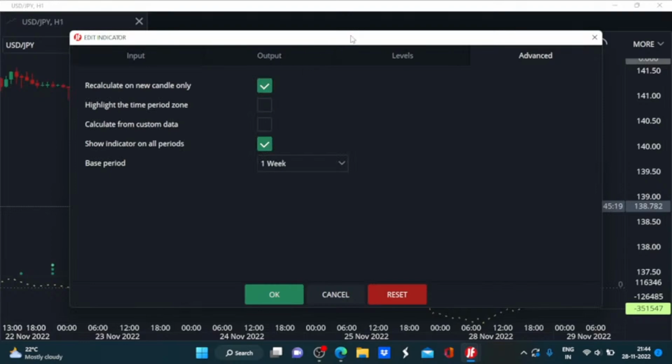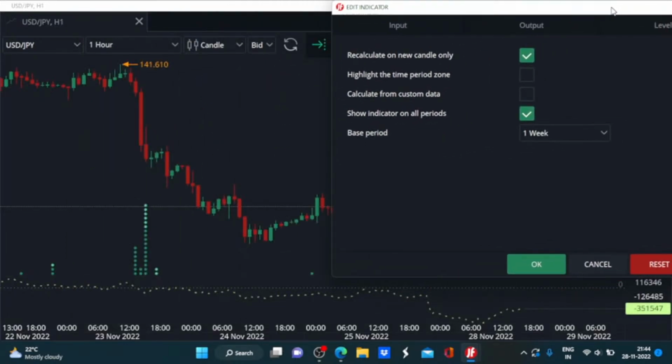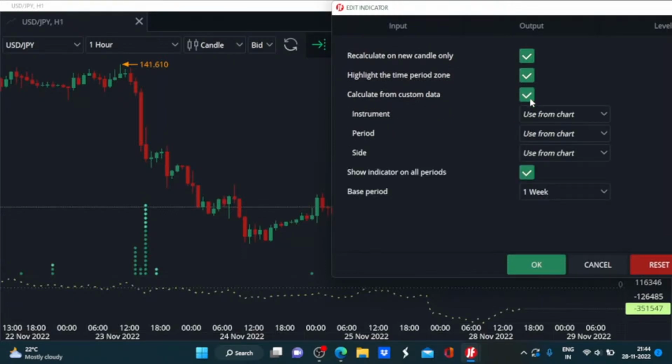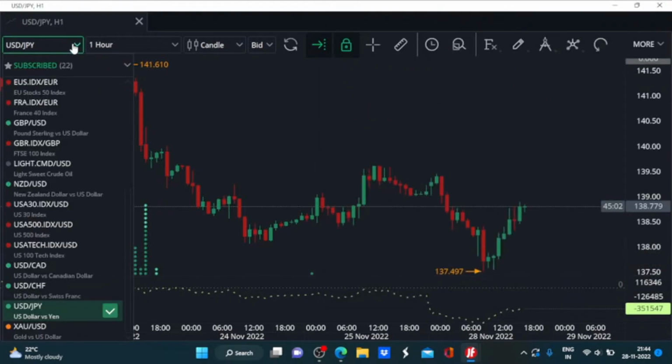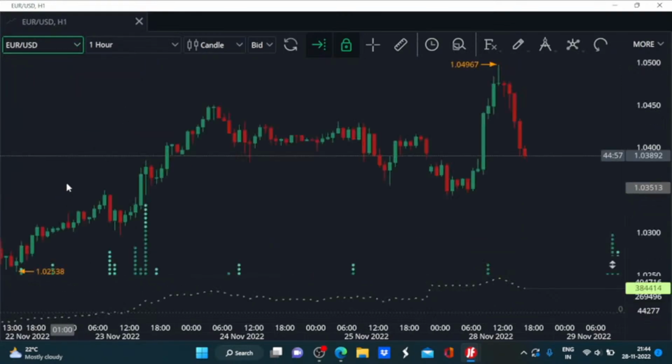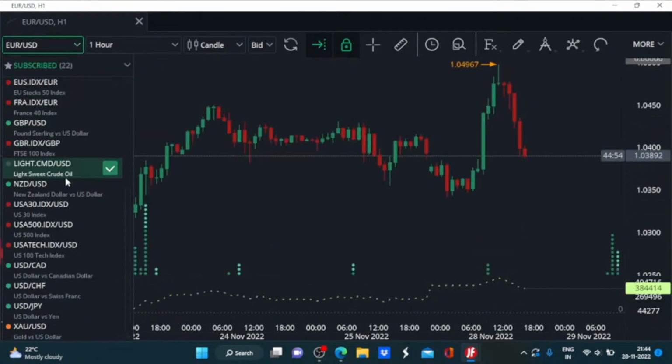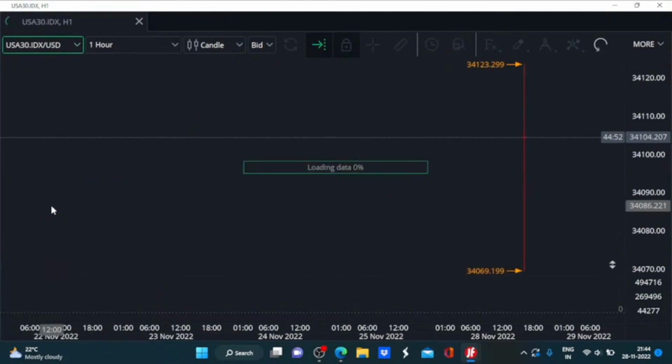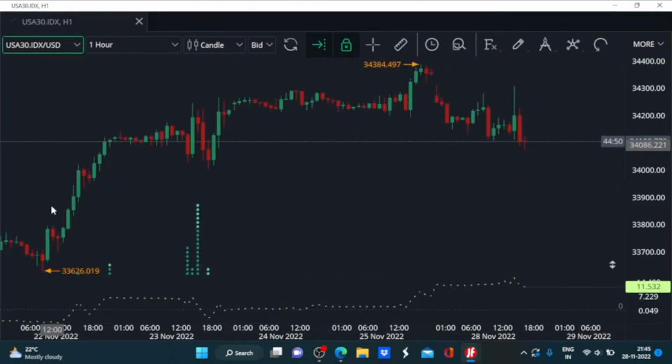If you want to highlight the time period zone, you can do that. So here you can go for the highlighting. The calculation can be customized further. You can go for the instrument from the chart, or you can use any instrument of choice. Almost all of the indicators on the platform are supported to work with this indicator. So you can use this indicator on almost all financial instruments, whether it is forex, commodities, indices, or equities.